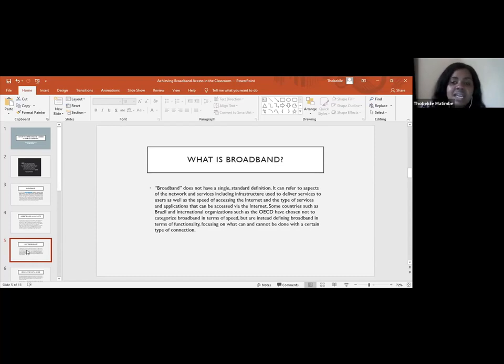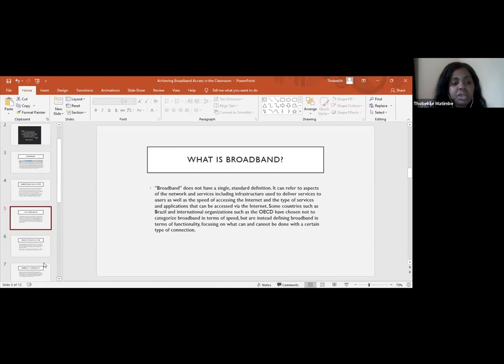And in some countries such as Brazil and international organizations such as the OECD, these have chosen not to categorize broadband in terms of speed, but are instead defining broadband in terms of functionality, focusing on what can and cannot be done with a certain type of connection. So basically what we are saying is that it should be just connectivity that allows anyone to be on an online platform.